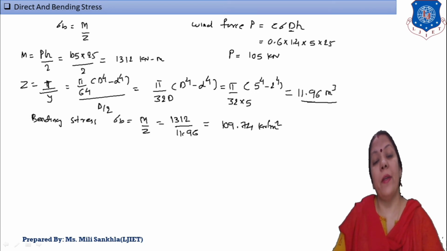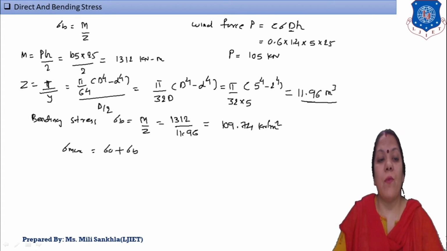Okay. Now in the data, find the sigma max and sigma minimum. Right here, what is the equation of sigma max? That is equal to direct stress plus bending stress. And what is the equation of sigma minimum? Sigma minimum is equal to the difference between direct stress and bending stress. Okay, now one by one we put the values that we found.